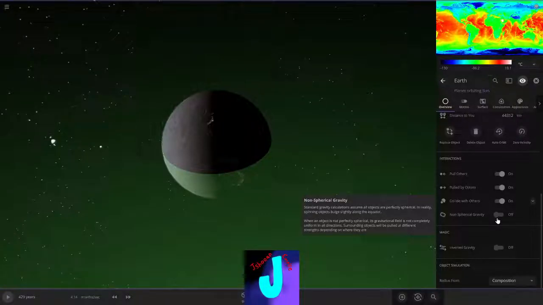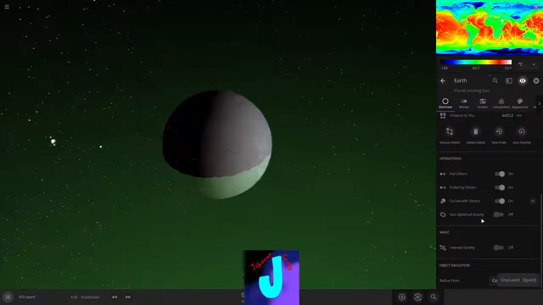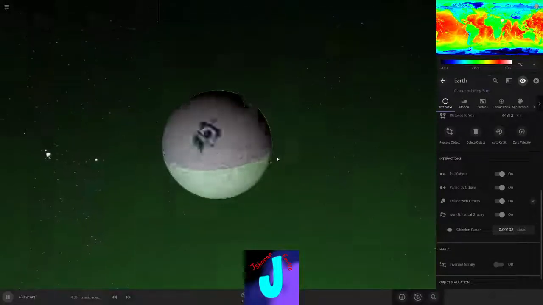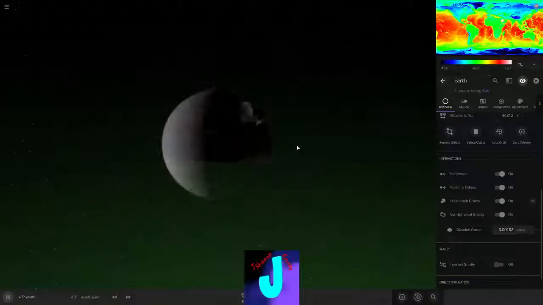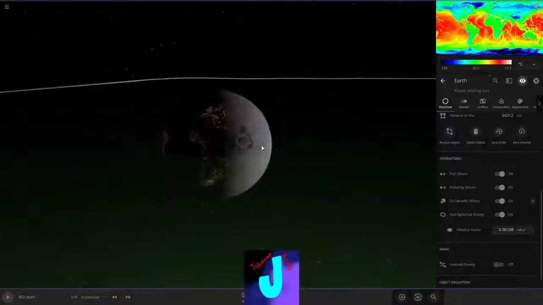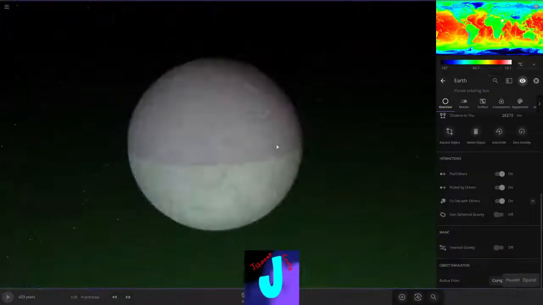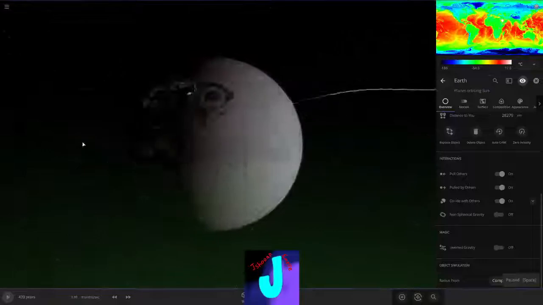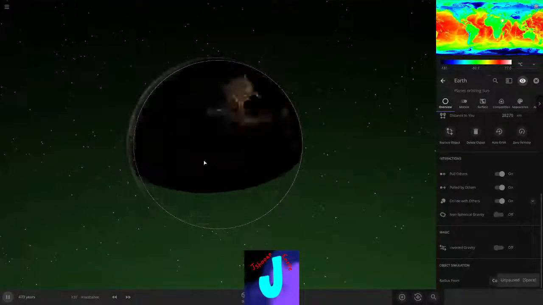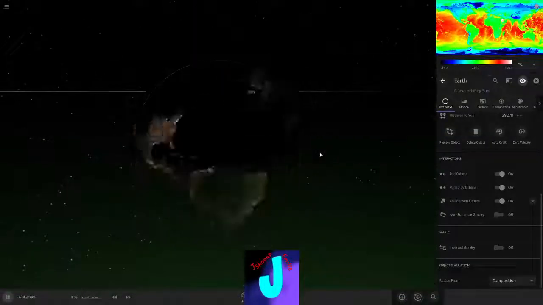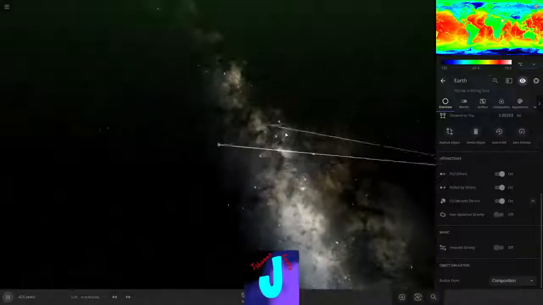So, technically, yeah, I'm gonna turn this on because the Earth is not a perfect sphere. If we turn this off, we get a really good look at where the equator is. Okay, so we turn it on. Apparently, this thing. That might be because of... Oh no, it's because of the moon's effect on Earth's orbit.